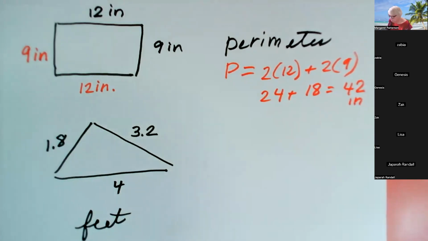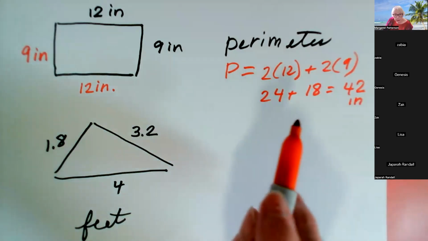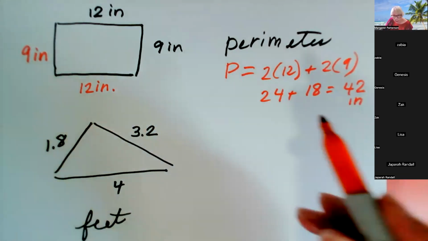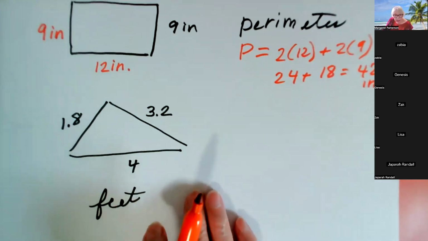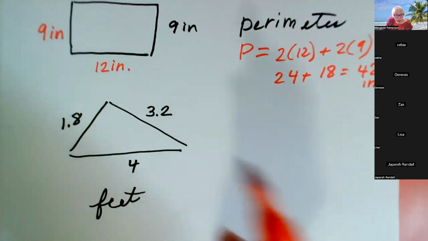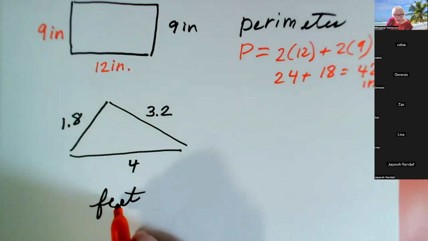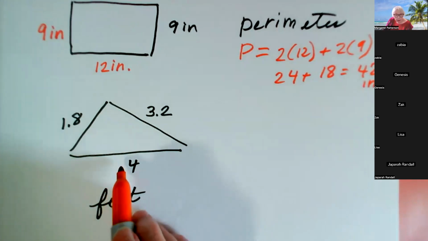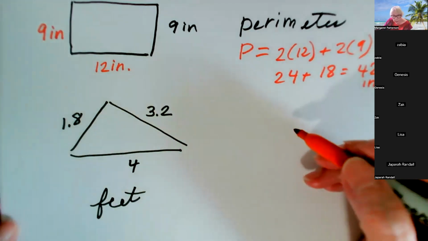I think it's 42. What do you think? I think it's 42. So that's 42 inches. And so that's perimeter. So you're going around the edge. And so that's it. This one here is a triangle, but if you still want perimeter, all you have to do is add those 3 numbers.